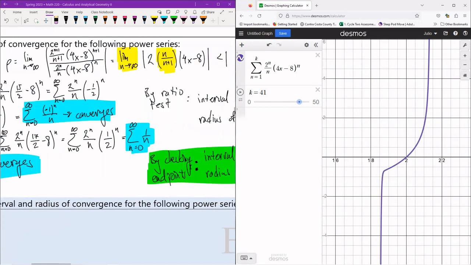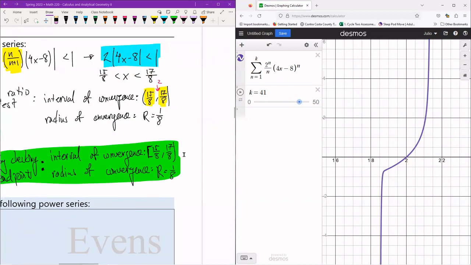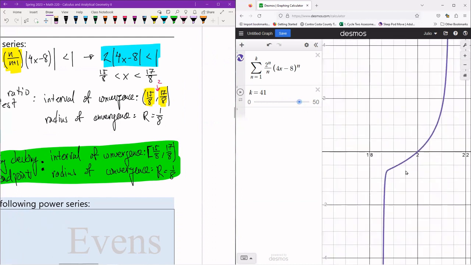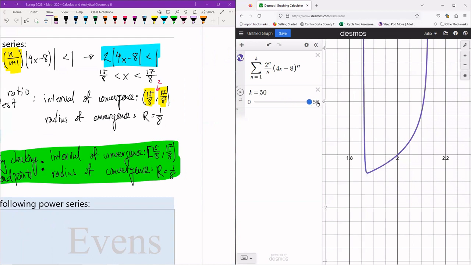Our radius of convergence that we found, right, was 15 over 8, 17 over 8. So 15 over 8 is just before 2, right? Cool. And 17 over 8 is just after 2, right? And look at what's happening. It's already pretty solid. It settles. The graph settles. You guys see how it settles after a particular distance, right?